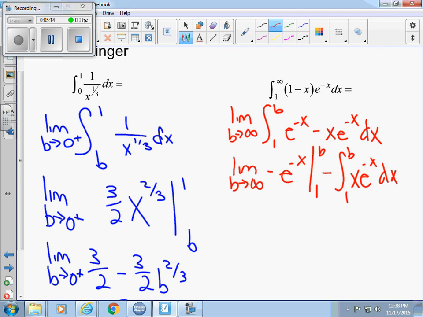You might side note here, or you could just work it in the problem, but I do need to do integration by parts on that second integral. So I'm going to let u equal x, dv equal e to the negative x. du would equal dx. v would equal negative e to the negative x, even though I'm anti-differentiating.